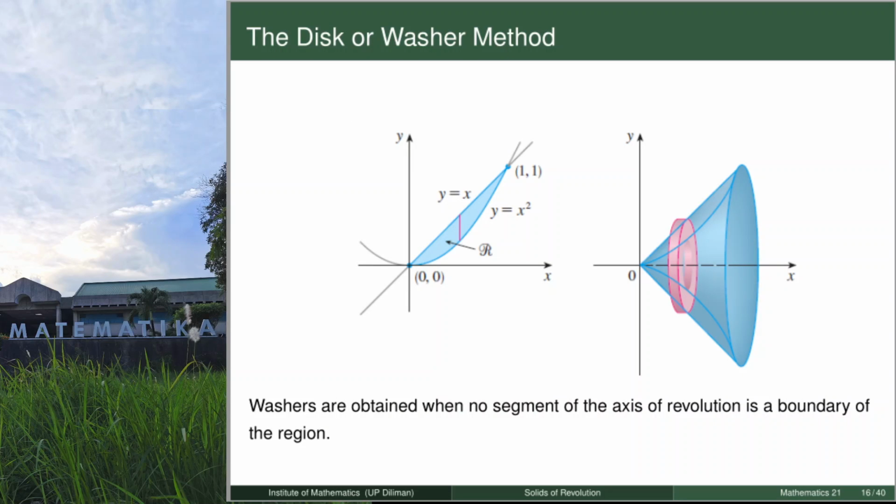So now our question is, what about washers? Remember, washers are obtained if none of the boundary curves has a segment that coincides with the axis of revolution. That's why we have a hole in the middle. And that's what we call this solid, the washer. So let's now ask, what is the volume of a washer?